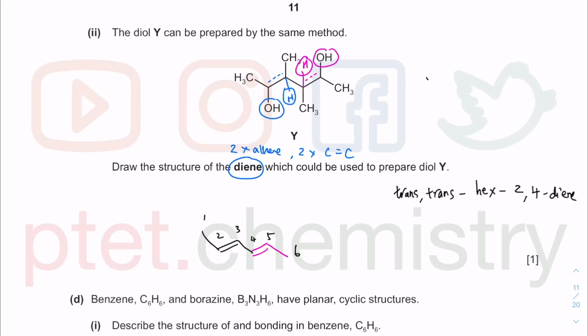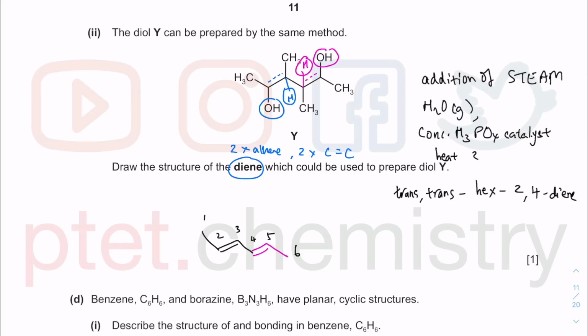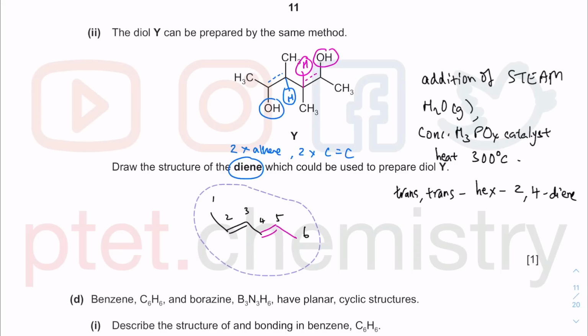This is addition of steam, which is H2O gas, and you need concentrated phosphoric acid catalyst, and you are not going to add steam if your temperature is below 100 degrees Celsius. So usually you need heat, which is around 300 to 400 degrees Celsius, somewhere along that line. The structure, you could draw skeletal or structural or whatnot, but essentially you must have two alkene.